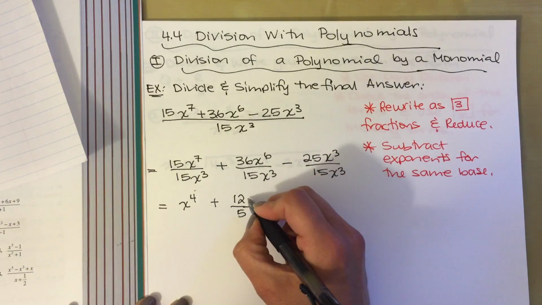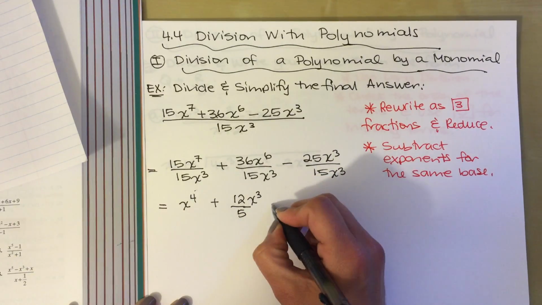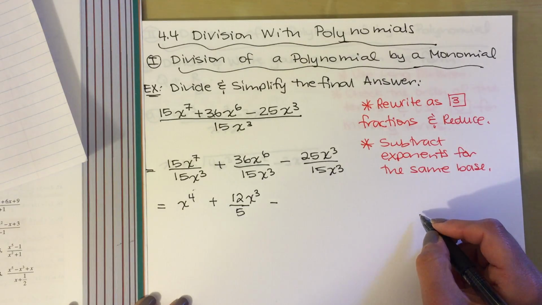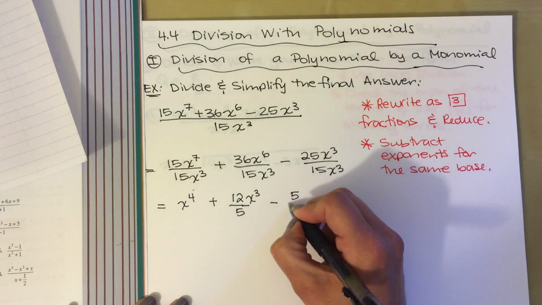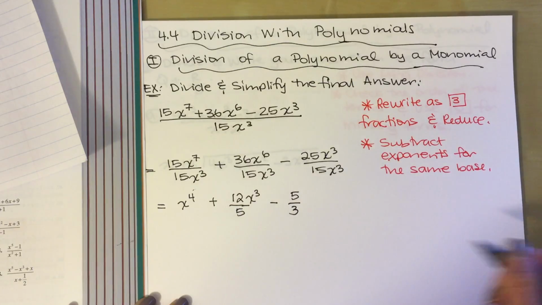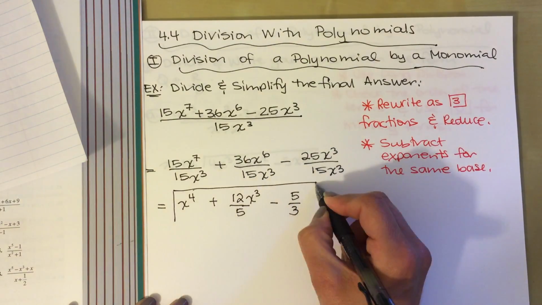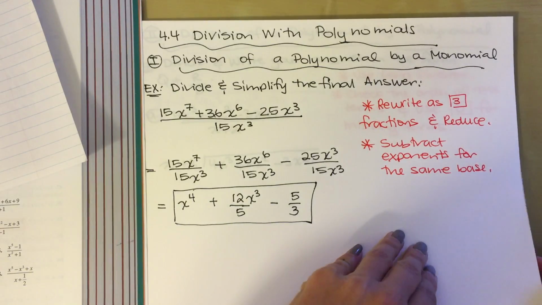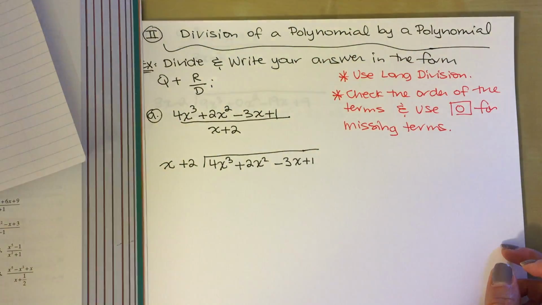6 minus 3 is x to the 3rd. Minus, the last fraction reduces to 5 over 3. And that is our final answer, completely reduced. Let's take a look at part 2.